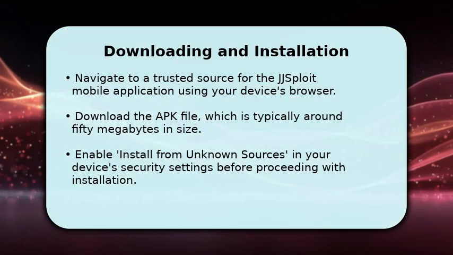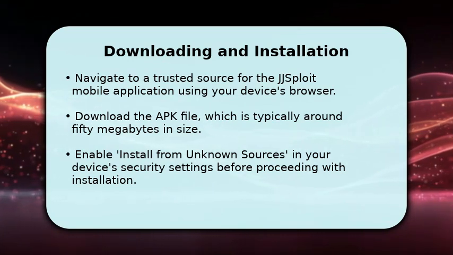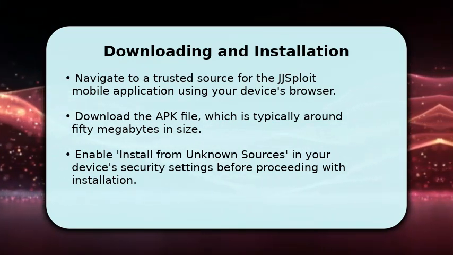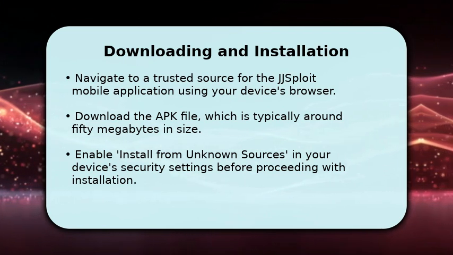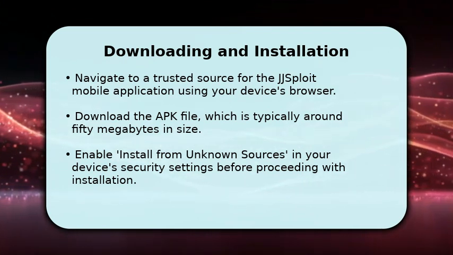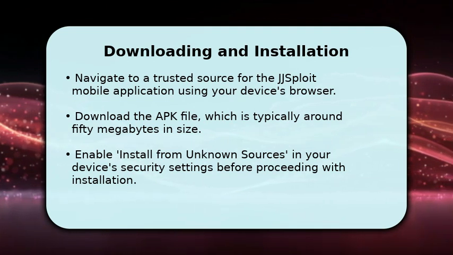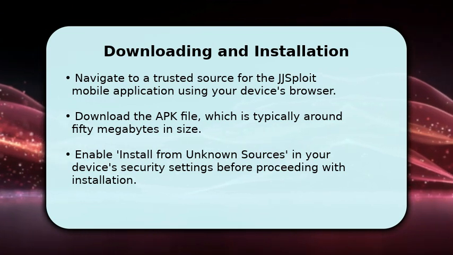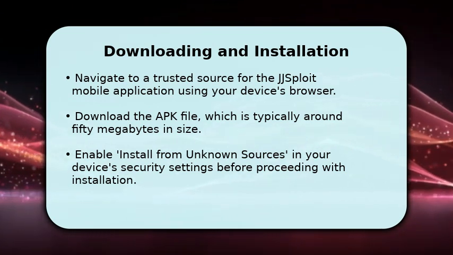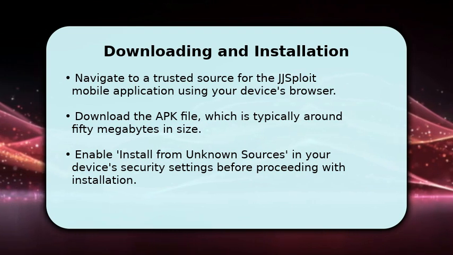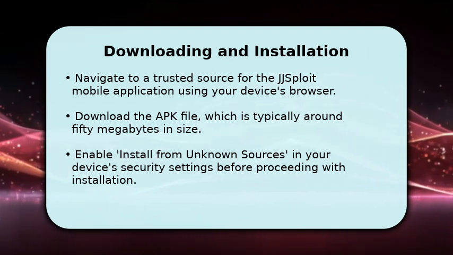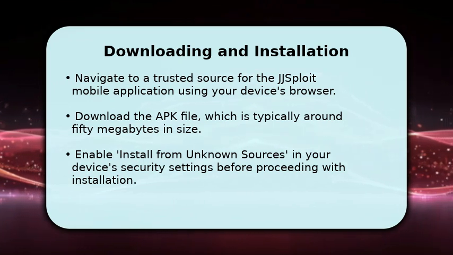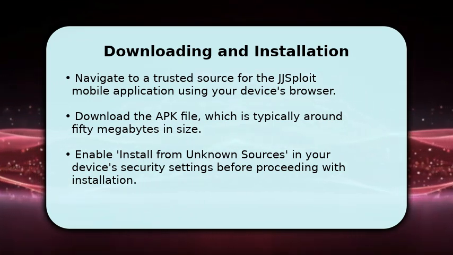Next, open your mobile browser and go to a reputable website offering the Jjsploit mobile application. Carefully download the APK file. It's usually about 50 megabytes. Before installing, you must enable install from unknown sources in your device's security settings. This allows your phone to install apps not from the official App Store. Once enabled, locate the downloaded APK file in your notifications or file manager and tap to begin the installation.